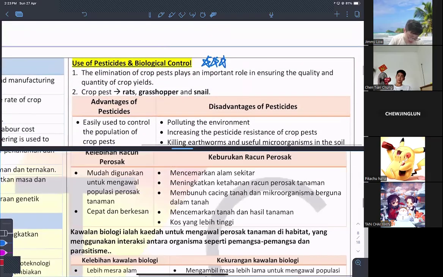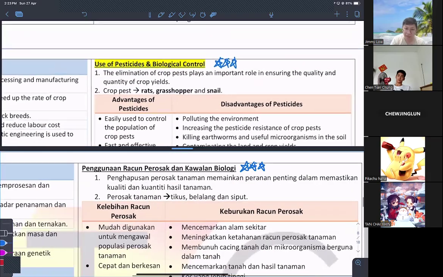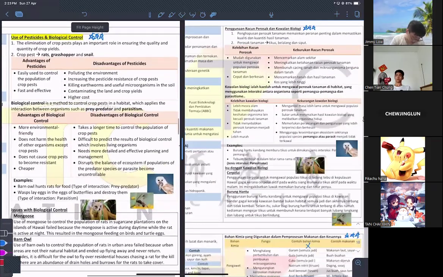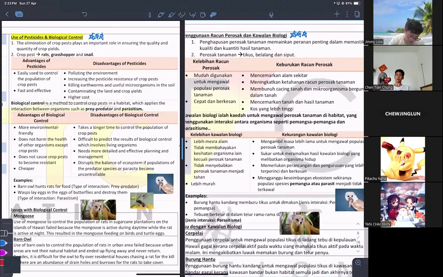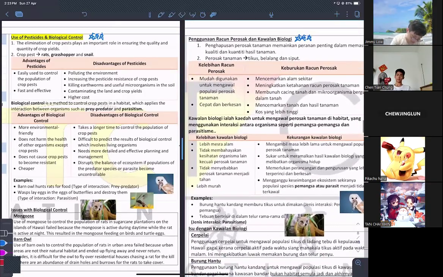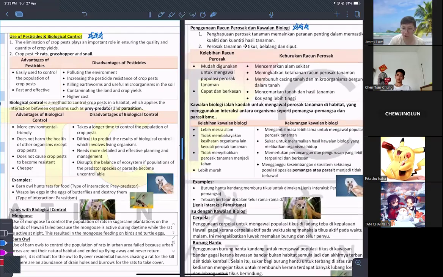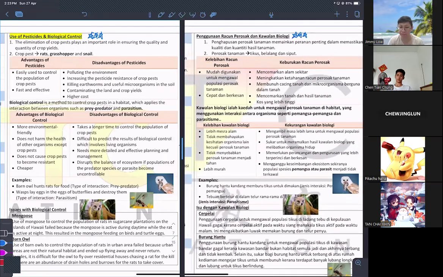Then the question asks you about pesticides. The entire part here, the use of pesticides and biological control, everything on this page is important. We are not talking about the examples. The examples are not important, unless you don't understand what biological control is, then you go through the examples.